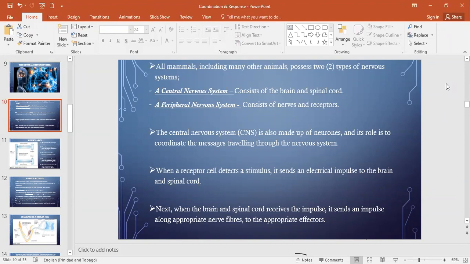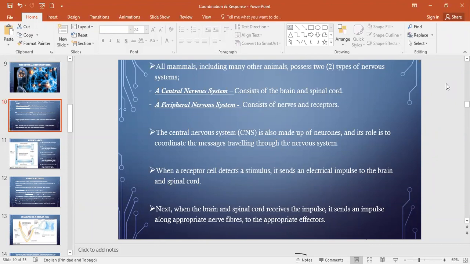All right. Now, what happens is that when your receptor cells, be it on your fingertips or your skin or wherever, detect a particular stimulus, they send this information in the form of an electrical impulse to your brain and your spinal cord. And then when your brain and your spinal cord receive the message, it will send an impulse along certain nerve fibers to certain effectors. So it gets the information from the outside, the pot is hot, right?